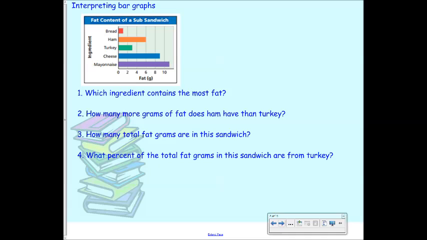So what are the 5 ingredients in this sandwich? Bread, ham, turkey, cheese, mayo. Yeah, bread, ham, turkey, cheese, and mayo, right? Which ingredient contains the most fat? Mayonnaise. How do you know that? Because it reaches further than all the others. Yeah, that's the bar that moves the farthest. About how many grams of fat come from mayonnaise?